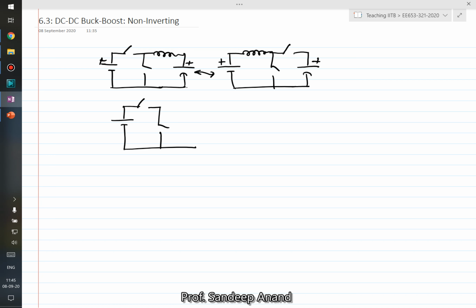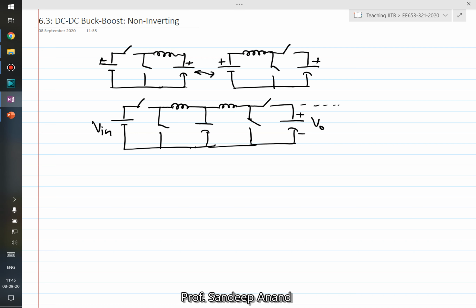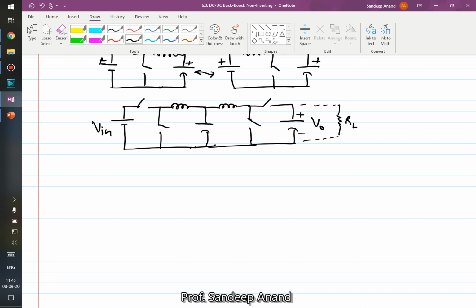So I'm just connecting the input and the output of these two converters. If you see, this is V in, this was some intermediate, and this is our final VO, across which you would have your load resistance RL. Now here, this is a buck boost converter, right?